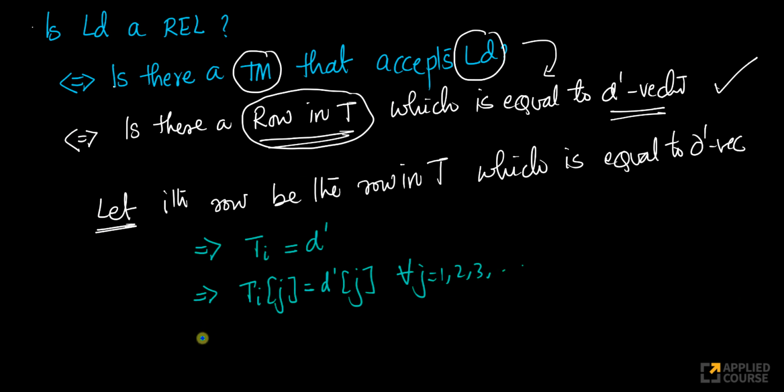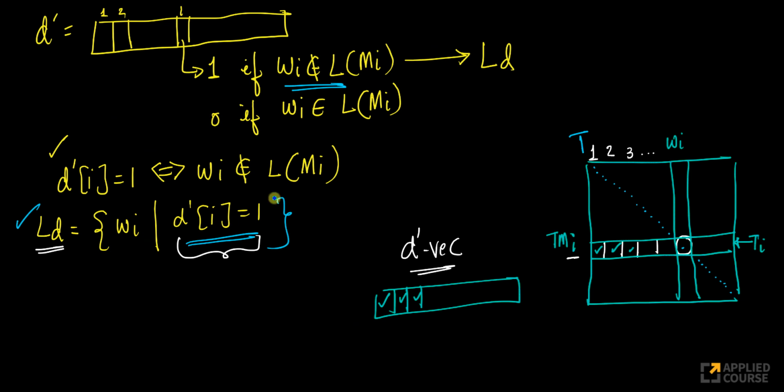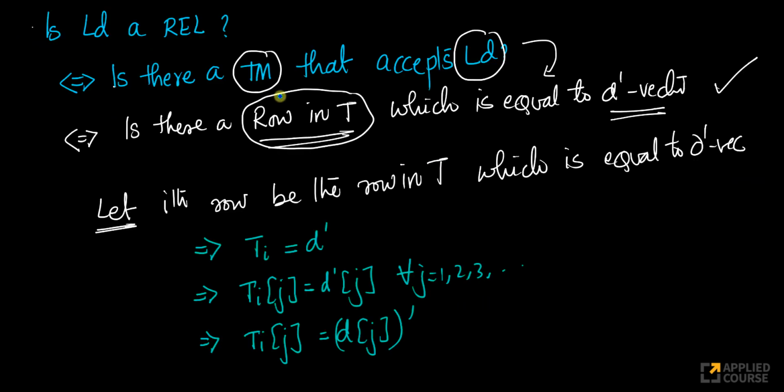Now I can rewrite the jth cell of d dash as dj complement. How did we construct d dash in the first place? We constructed d dash by complementing d itself. So if I take the jth cell of diagonal d and complement it, I'll get Tij. Very simple.